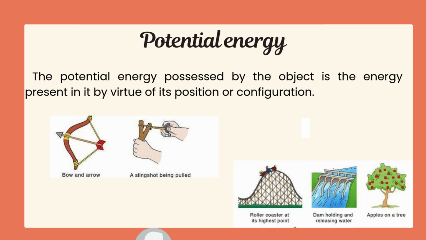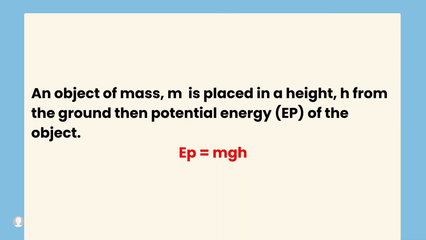Next type of energy is the potential energy. The potential energy possessed by an object is the energy present in it by virtue of its position or configuration. Here some examples are given below. When we consider the position, when the object is at a particular height, then it will gain an energy. This kind of energy is also called potential energy, or maybe it's in the configuration. Let us consider bow and arrow. By its configuration, it will gain some type of energy. This is also called potential energy.